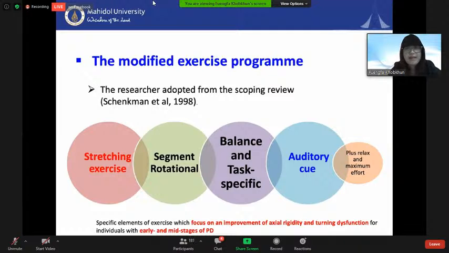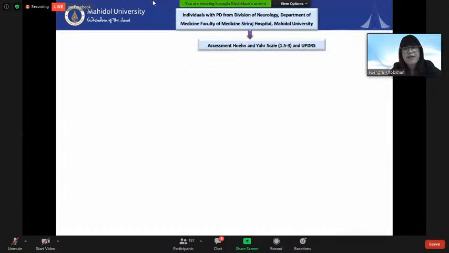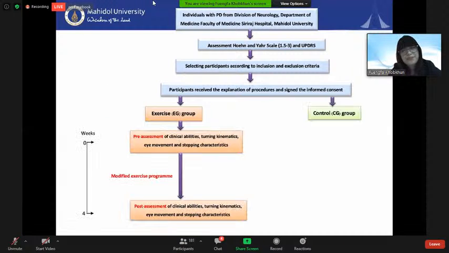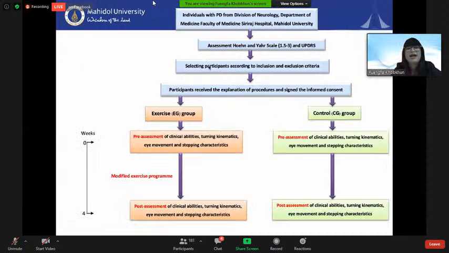So I constructed my study with 2 groups. The first one is the exercise group, and the second one is the control group. I gave the exercise to them for 4 weeks, and then measured clinical abilities, turning kinematics, eye movement, and stepping characteristics, and analyzed the movement after that.